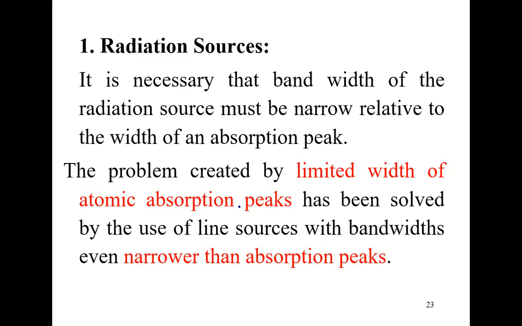The problem created by the limited width of the atomic absorption peak was solved by the use of line sources. And a hollow cathode lamp is a line source. It's a line source with bandwidth even narrower than the absorption peaks.